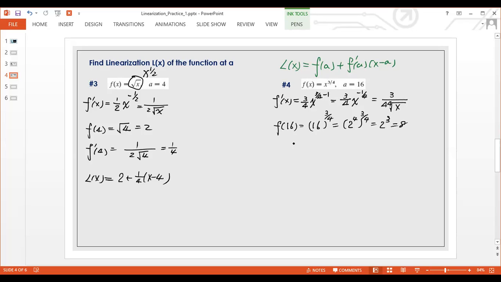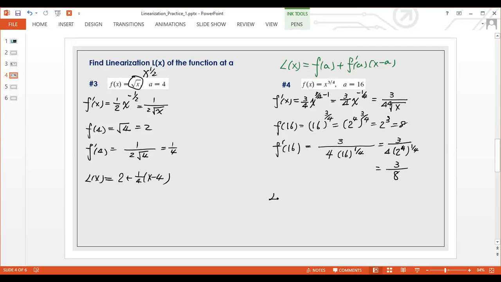Okay, now I plug the 16 into the derivative. So this is 3, so this is 16 to the 1/4 here. So this is 3, and the 16 is 2 to the 4th, right? And 1/4, so it's 3 to the what? 8, right? So these things come out to 2.